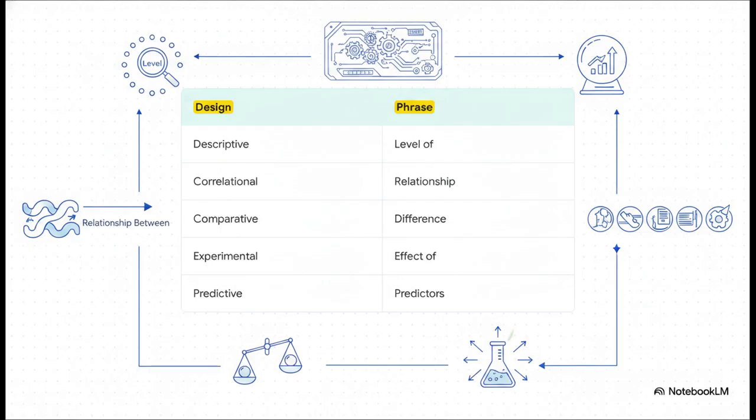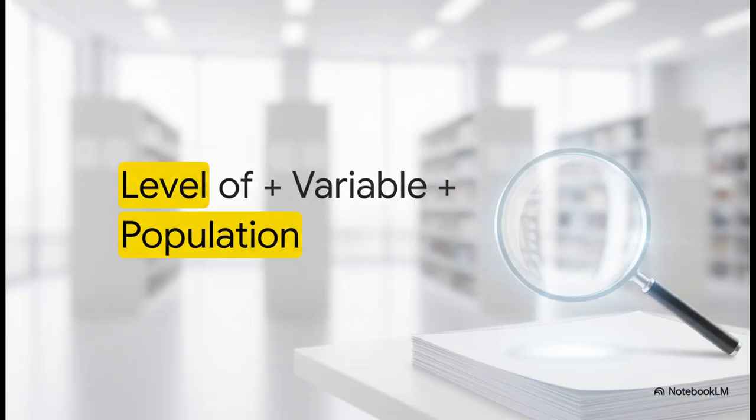You can literally plug these exact phrases directly into your title formula. Let's quickly flash through each of these patterns. First up, the descriptive pattern. The formula is simply level of plus your variable plus your population. A perfect example right from our source material is level of financial literacy among grade 12 students. Incredibly straightforward, right? It does exactly what it says. It describes a level or a status.